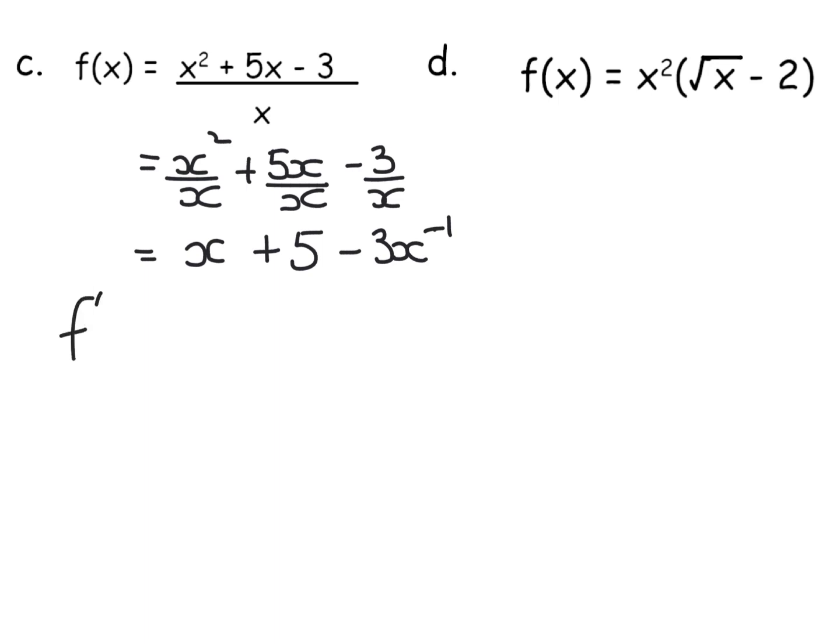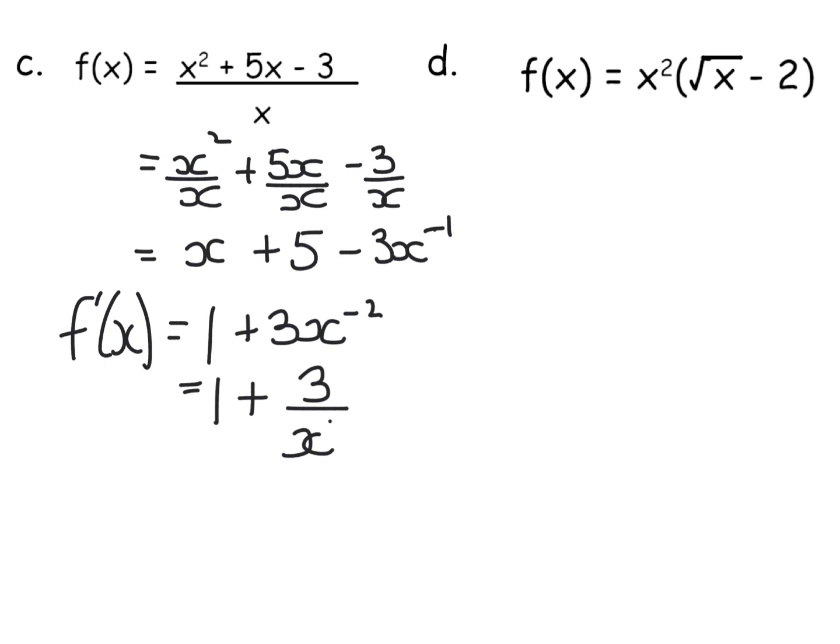Now we're going to differentiate. When you differentiate x, it just becomes 1. And remember, that's because that's really x to the power 1, which becomes x to the 0, which is just 1. The 5 differentiated disappears. And then we're differentiating the end term. So we're doing -1 times -3 turns into a +3. Lower the power goes to -2. And to write it using positive powers, it's 1 plus 3 over x squared. So that's that one all done.